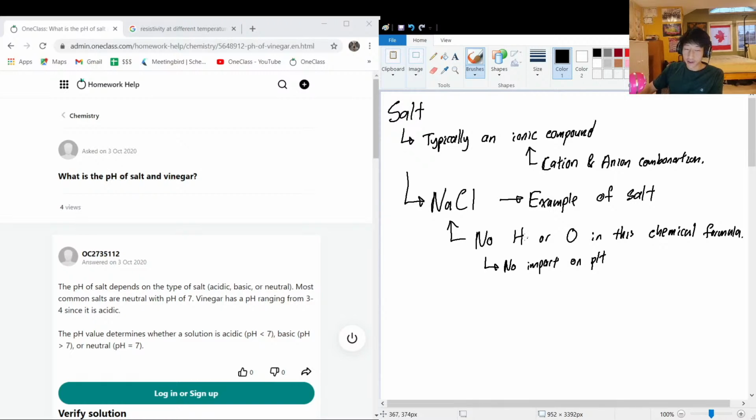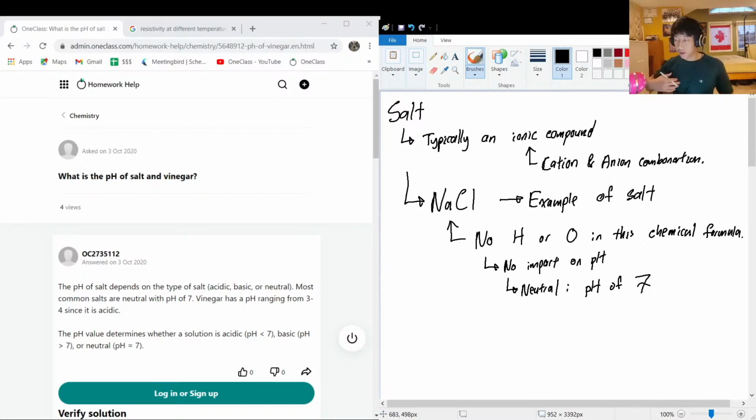Okay, and yeah, so you see, salt generally does not have an impact on the pH, so they're neutral. No impact on pH, neutral, pH of 7. Okay, that's cool.